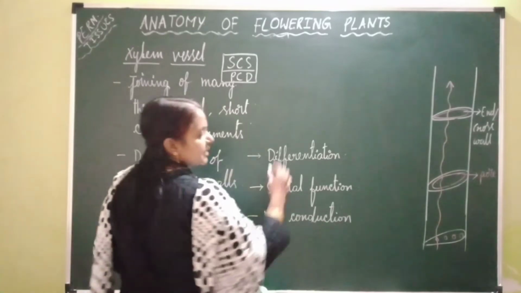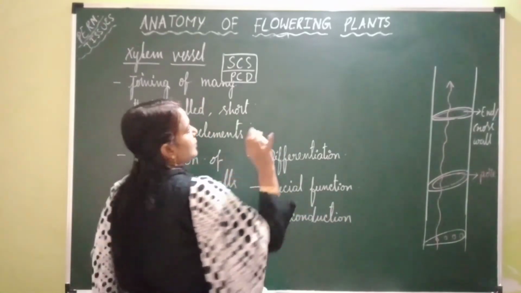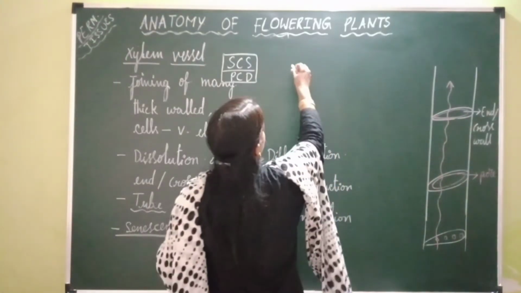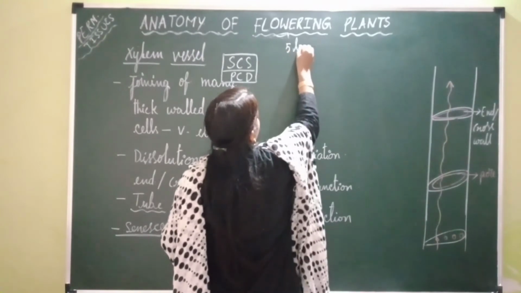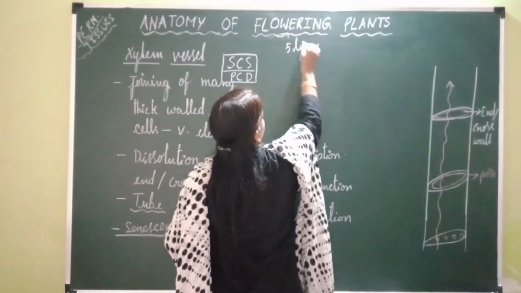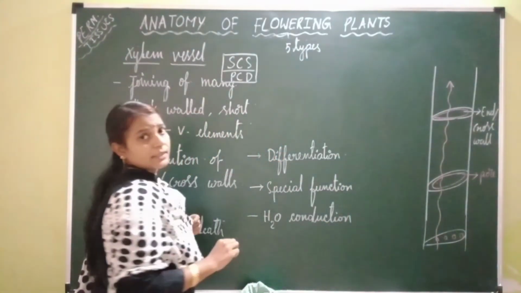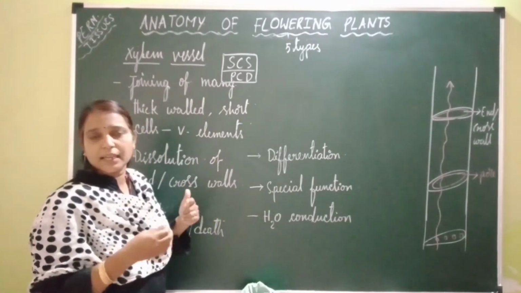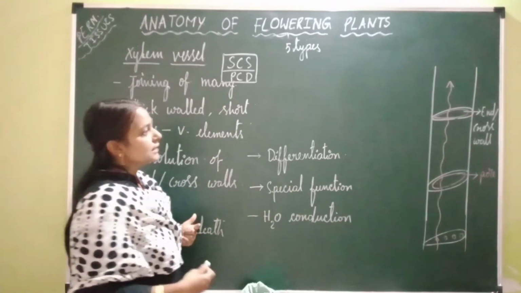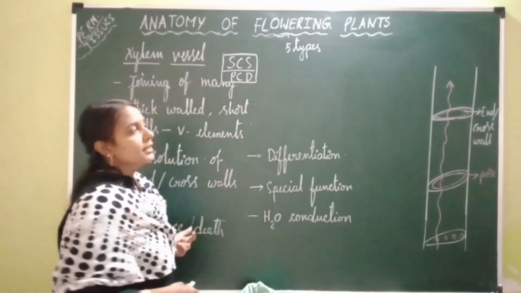Okay. And these vessels also consist of five types of thickenings in their cell walls. So what are those five types of thickenings? We studied the five types of cell wall thickenings present in trachea. The same five types of thickenings are present in the cell walls of vessels as well.